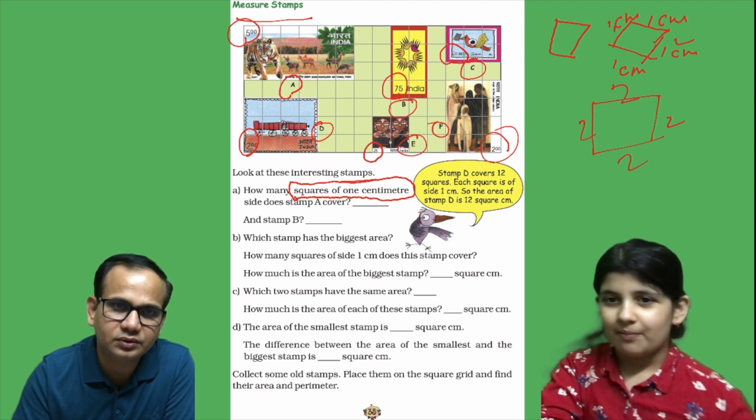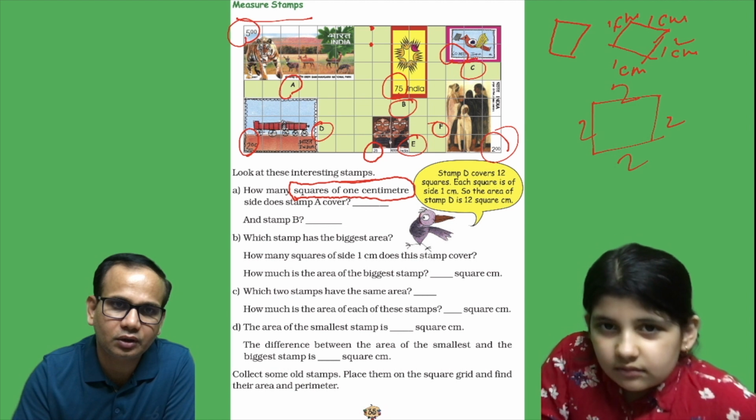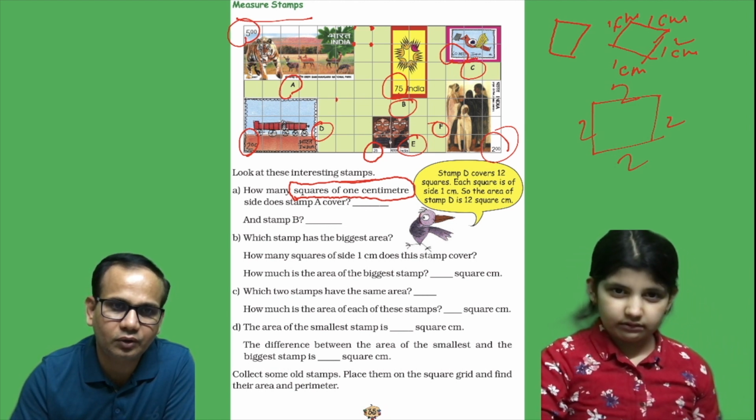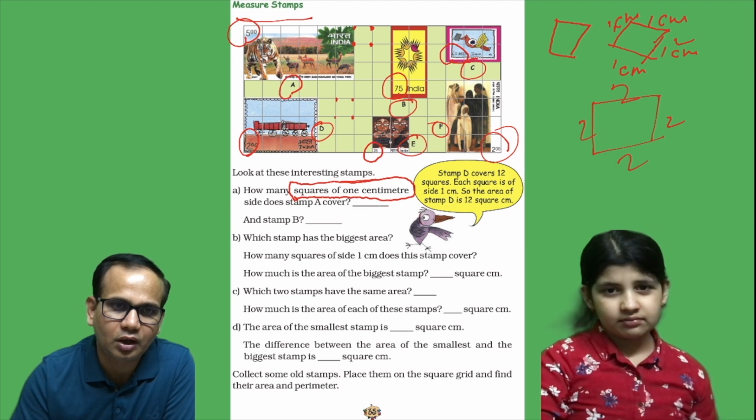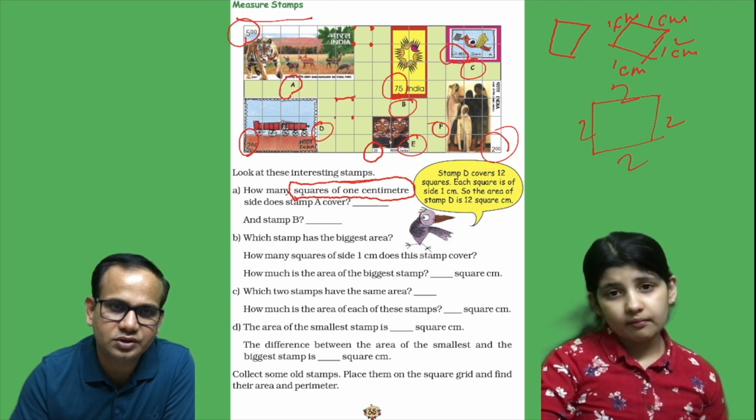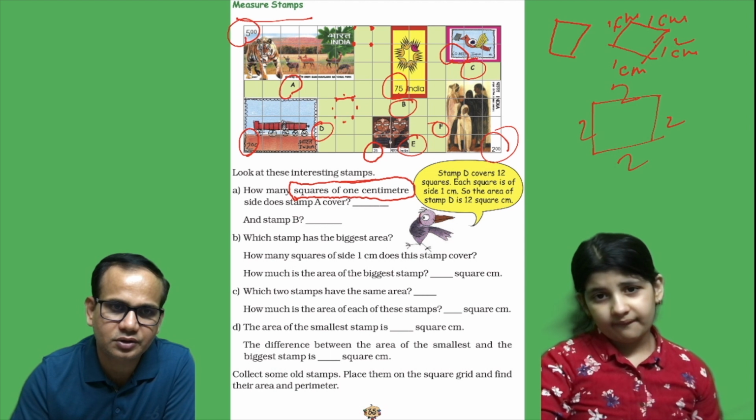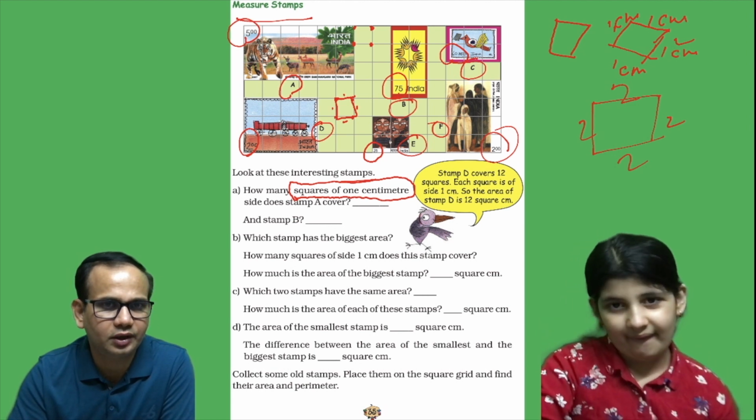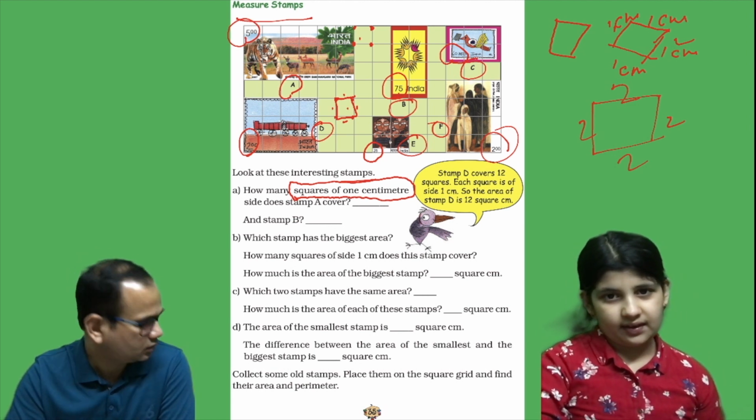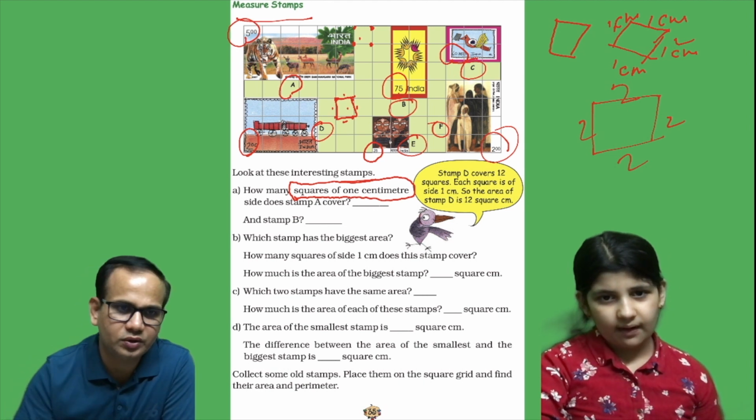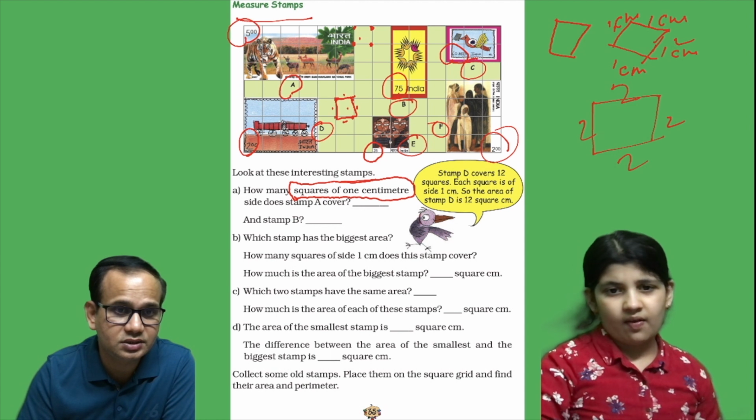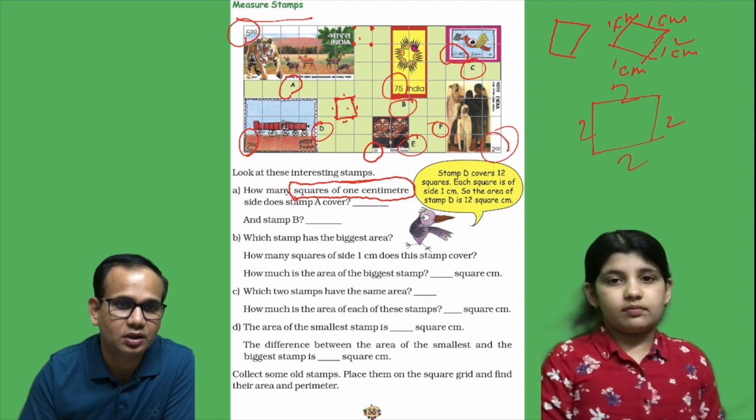See this box, no? 1 dot here, 1 dot here, 1 dot here, 1 dot here. So this is 1 centimeter, this is 1 centimeter, this is 1 centimeter. So this is called 1 square of 1 centimeter. These are all equal, right? This is also the same, right? So the question is, how many squares of 1 centimeter side does stamp A cover?